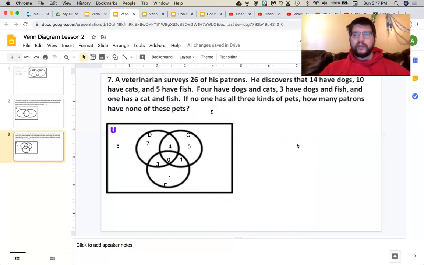So again, it's just a bunch of filling in the pieces and seeing what you have. It's kind of like a little puzzle. Just put the pieces together.